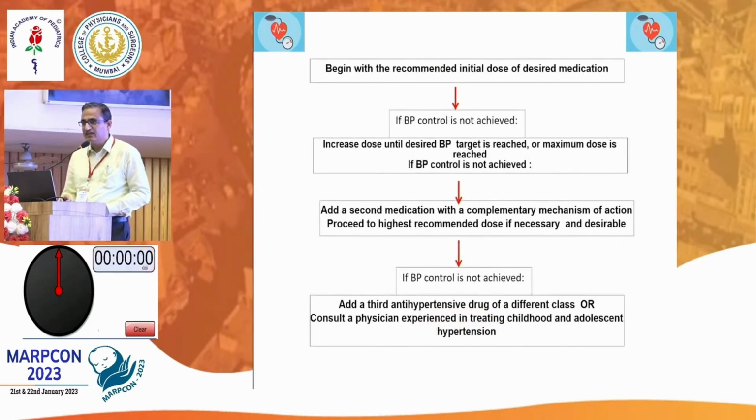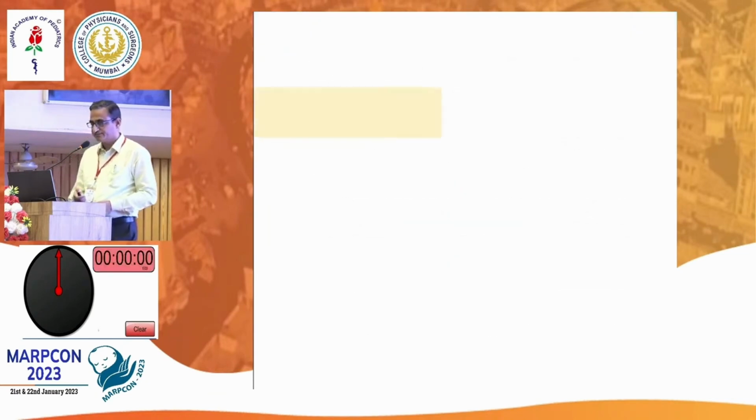So start with a single drug. Start with the initial recommended dose. Gradually increase the dose and see whether the patient is responding to it or not. Try to reach up to the maximum possible dose. If the patient does not respond, then add a second drug from a different category and see how the patient is responding. And even if the patient does not respond to two different classes of drugs, then it is better to refer this patient to a person who is specialized in the treatment of childhood hypertension.